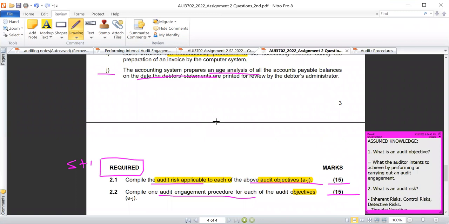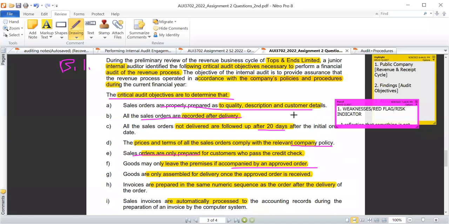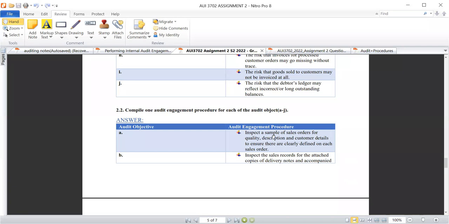So if you are looking at an audit objective, what you need to think of is the source of evidence that you're dealing with. If I'm looking at sales orders are properly prepared as to quantity, description, and customer details, guess what? That's a document. So if I'm looking at the source of evidence as a document, what do I do when I get documents in my hands? I inspect the documents. That's why you can see my first procedure here is inspection. So what am I going to do? I'm going to inspect a sample of sales orders for quantity, description, and customer details to ensure they are clearly defined on each sales order.